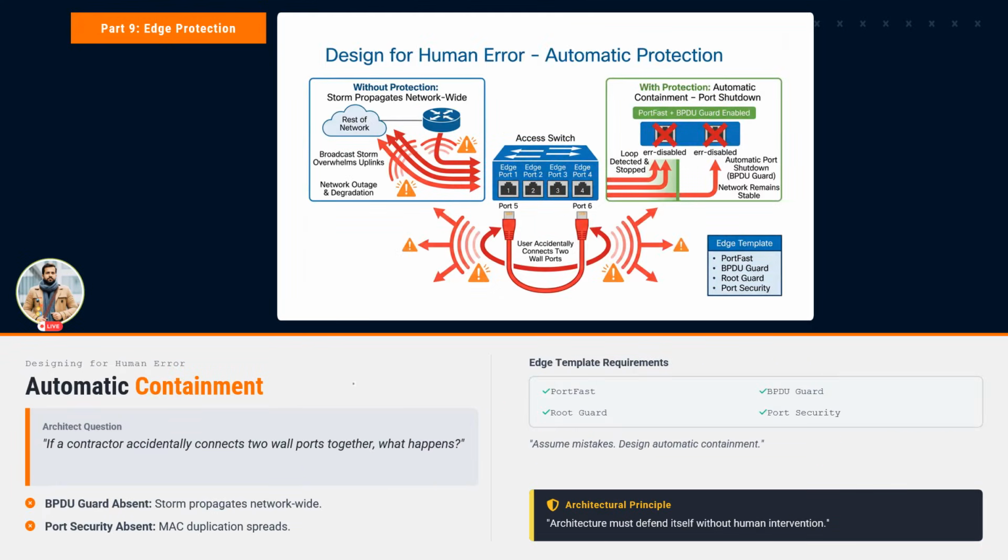What about protecting the edge from human error? This is so important. Humans create loops accidentally all the time. Imagine a contractor connects two wall ports together.